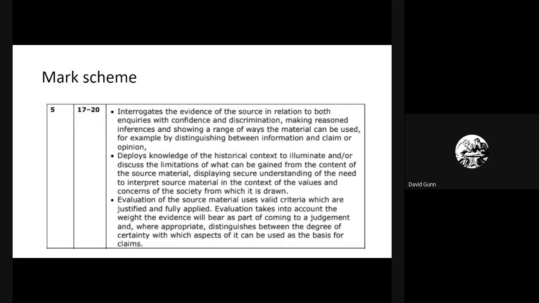Evaluation of source material uses valid criteria which are justified and fully applied. Evaluation takes into account the weight of evidence. So how much does this match your own knowledge? And then the certainty with which aspects of it can be used as basis for claim. So this is more valid than this, for example. Okay, so this is the generic mark scheme. So we're talking about making inferences, using own knowledge, and then valid criteria. So as I said before, it could be what the source is focused on, the use of evidence, it could be the origin of the source, etc.